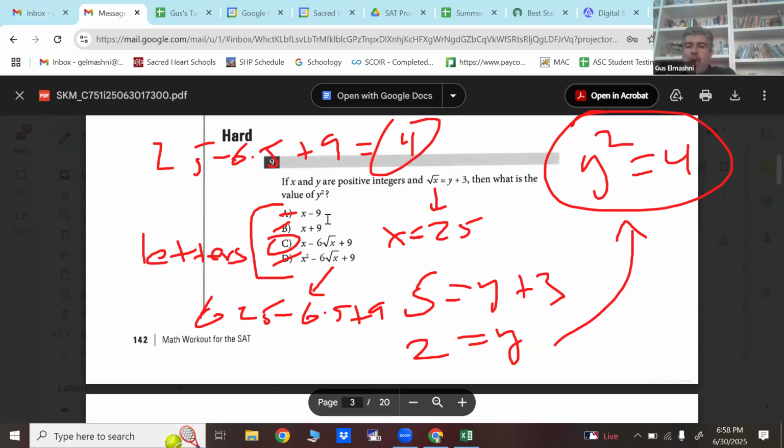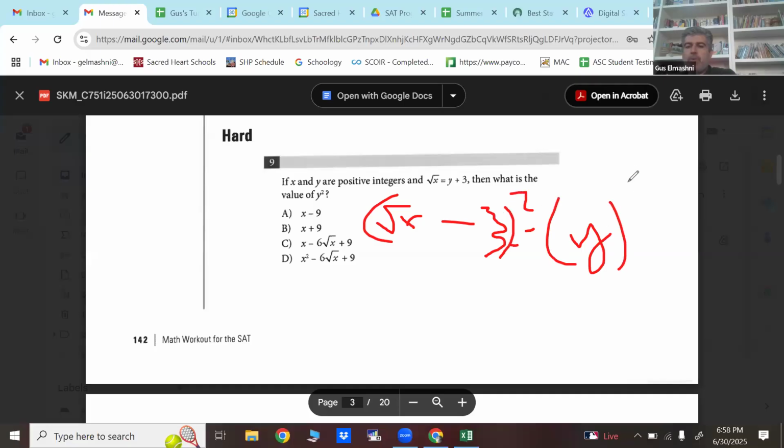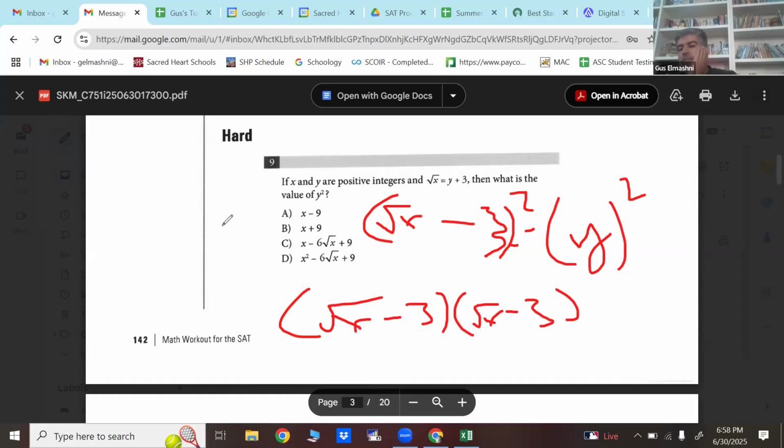Now, how could you do this algebraically? You could have said root x equals y plus 3. You could do that first, and then you have to square both sides. But when you square both sides, you have to actually FOIL and work that out. Notice they put A or even B as a trap, because if you just square the root x and 3 separately and think it's x plus 9. So they put those as traps. But if you FOIL correctly, you should get C. But again, you don't have to do that algebraically. You can just plug in numbers.